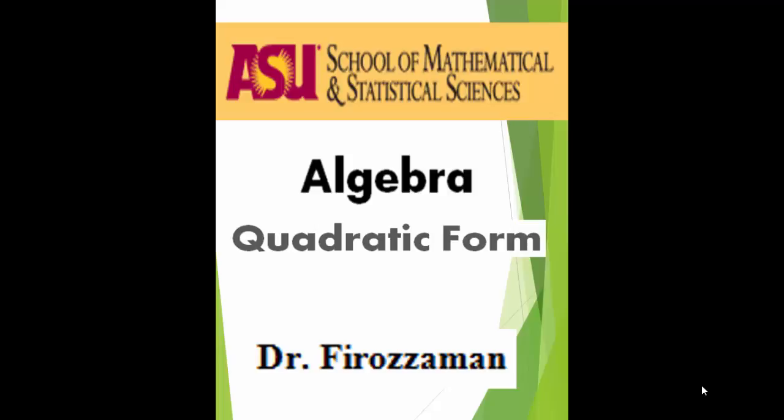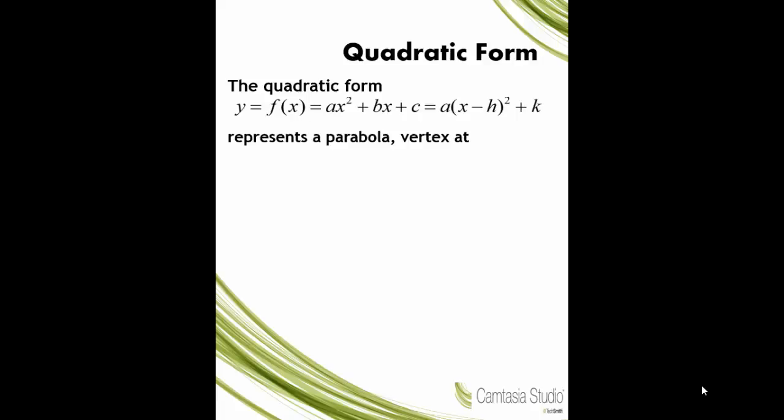We'll be working on quadratic form, or quadratic function, or quadratic equation. Let's take the quadratic form y equals f of x equals ax squared plus bx plus c, also written as a of x minus h squared plus k, which represents a parabola whose vertex is at (h, k), where h is determined as minus b over 2a and k equals c minus b squared over 4a.